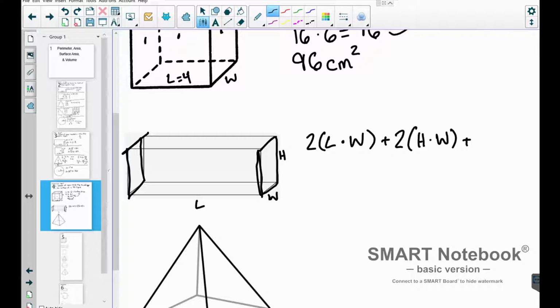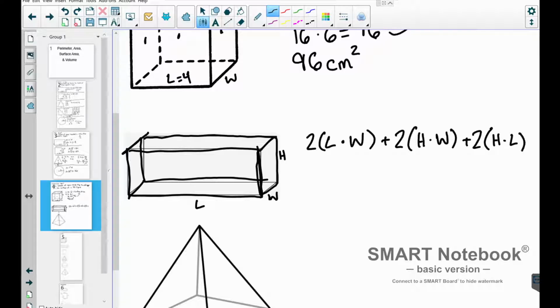Plus, there's one more set of sides we didn't look at, and that's this back side here, and this one that is closest to the front. Those share the length and the height as a side. So to get the area of those, we do 2, because there's two of them, times the height times the length.